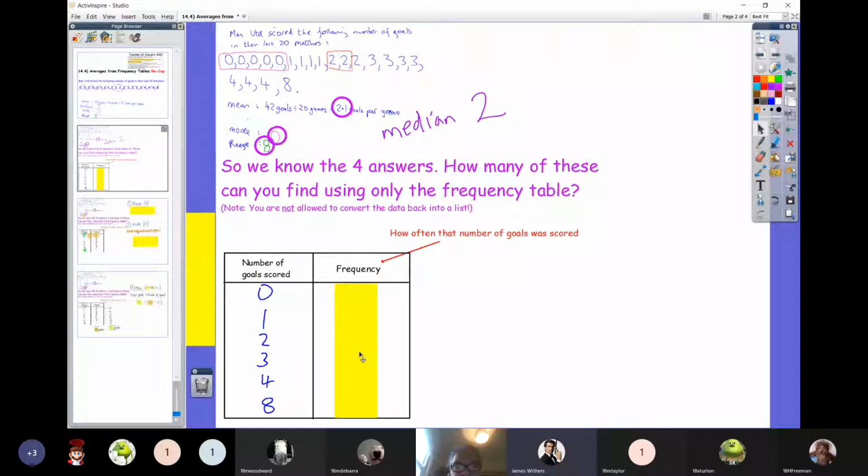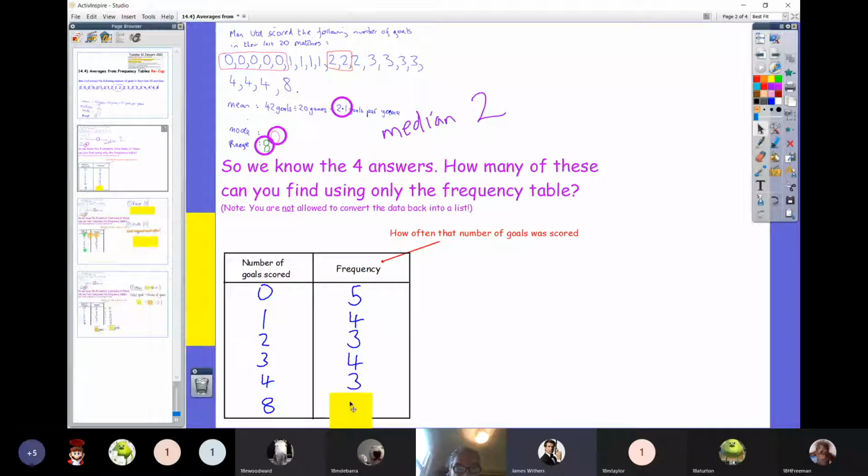Then the frequency is obviously how often that happened. How often do they score 0 goals? So they scored 0 goals on 5 occasions. Okay. They scored 1 goal on 4 occasions. They scored 2 goals on 3 occasions. They scored 3 goals on 4 occasions, and they scored 4 goals on 3 occasions, and 8 goals on just that 1 occasion.